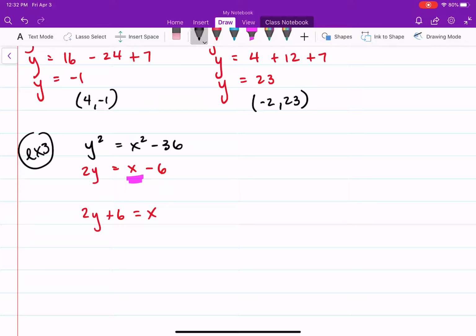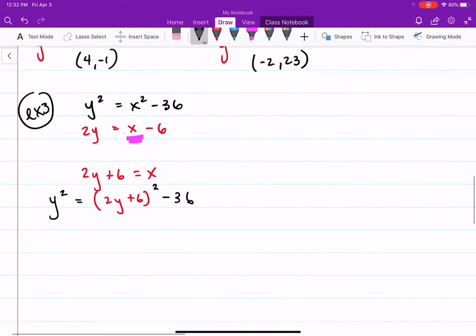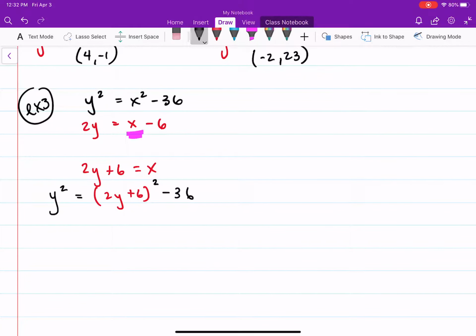So it's now going to look like y squared is equal to (2y plus 6) squared minus 36. Uh-oh, what does that mean? Well, that just means that I am taking the 2y plus 6, writing it out twice, and foiling it, okay?